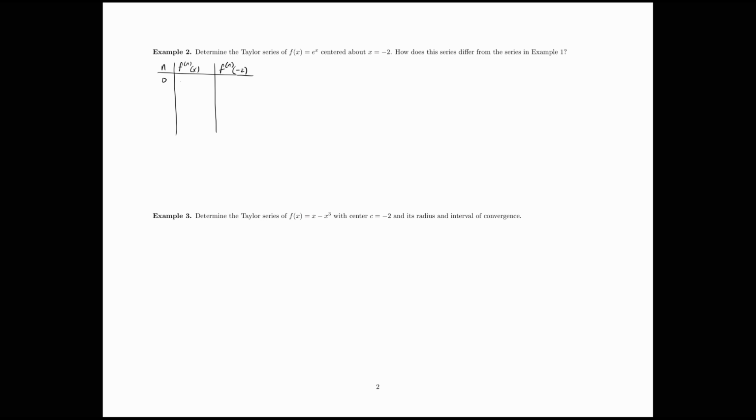So the 0th derivative is just the original function. And if we plug in negative 2, we have e to the negative 2. For n equals 1, we take the first derivative, and that's just e to the x. Plugging in negative 2, it doesn't take long to see that in general, the nth derivative is just e to the x, and the nth derivative evaluated at negative 2 is just e to the negative 2. So e to the negative 2 is just a little bit more complicated than e to the 0, which is 1. So barely more complicated.